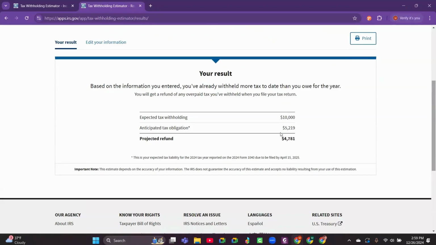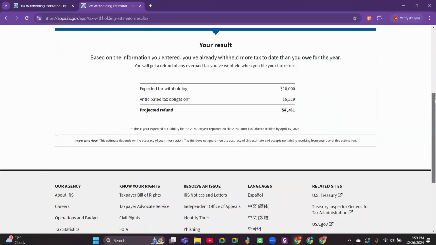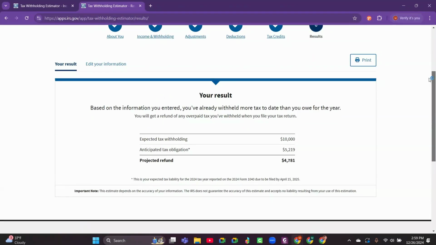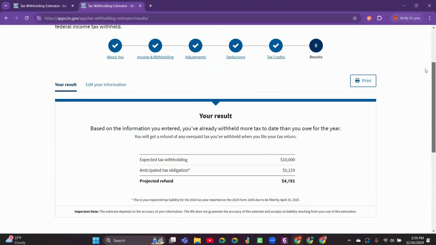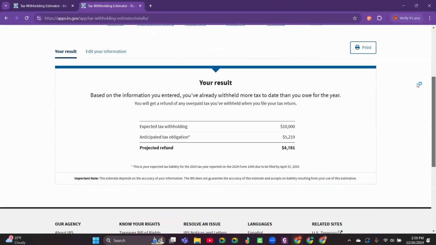This person has a projected refund of $4,781. Just based on everything that they have, this was their projected tax obligation. So they can see that they're going to get a refund. This is a person who made $60,000 this year and withholdings of about $10,000. And here is their projected tax refund based on the information you have in here.